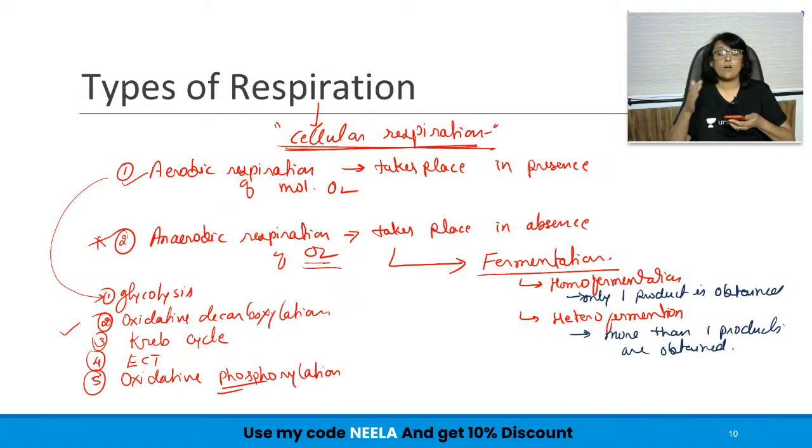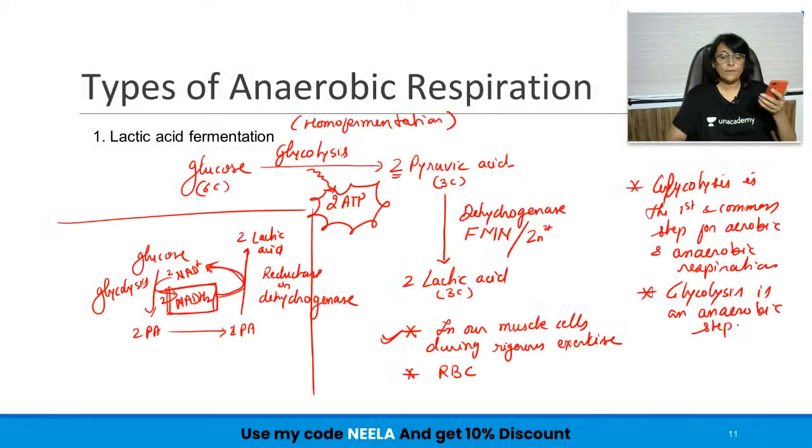Aerobic respiration is a complicated process, and there are 5 steps. First is glycolysis, then there is a link reaction which is called decarboxylation. Then Krebs cycle, then there is electron transport chain, and then oxidative phosphorylation. So this part we will take up later on. But right now we are talking of anaerobic respiration.